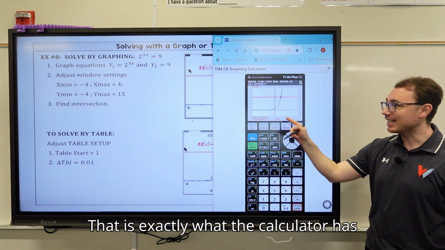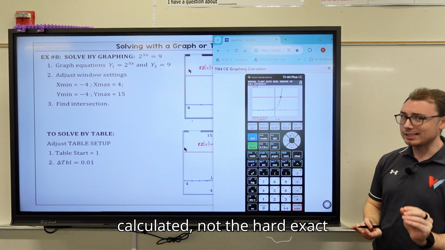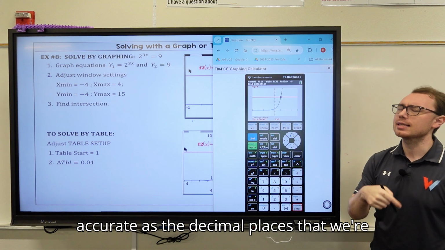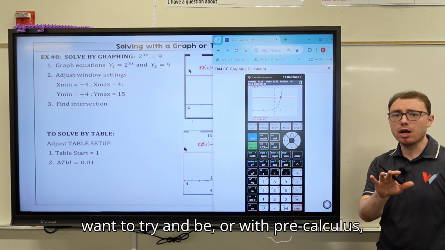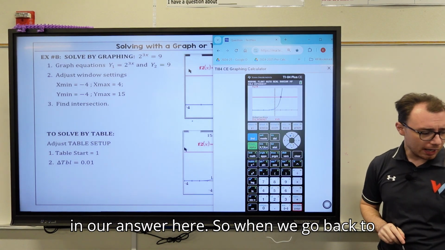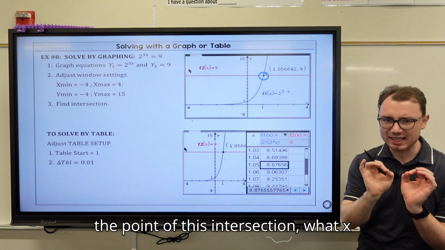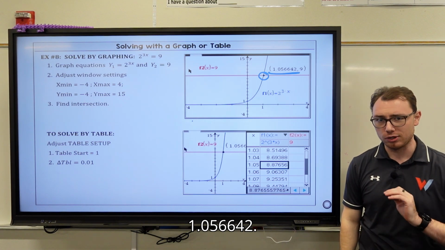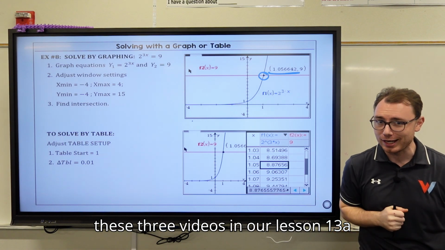When we hit enter one final time, it gives us exactly that intersection of 1.566417. That is exactly what the calculator has calculated, not the hard exact answer, but we're just trying to solve this graphically. So we can only be as accurate as the decimal places that we're given. And in general with pre-calculus, we want to try and use 6 decimal places in our answer here. So when we go back to our graph here, all we're saying is that the point of this intersection, what x equals, is 1.056642.